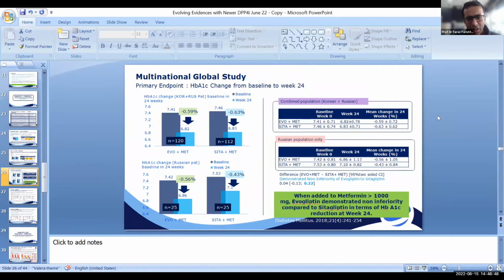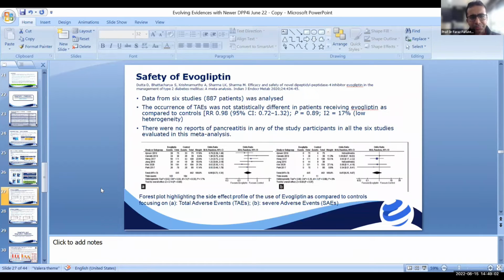So now it is one class of drug, I would say one molecule, which has multiple effects and multiple studies which are done. Not only one study, but it has multiple studies.